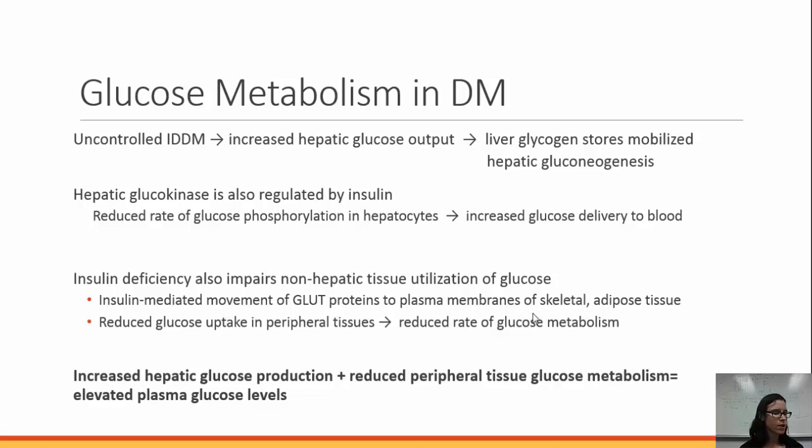Insulin deficiency also impairs non-hepatic tissue utilization of glucose. Insulin impacts the movement of the glucose transporters to plasma membranes of skeletal and adipose tissue, so those tissues are less able to transport glucose through their plasma membranes. This results in reduced glucose uptake in the peripheral tissues, and therefore reduced glucose metabolism. So not only are we not able to take the glucose out of the bloodstream, we're also unable to utilize it for energy. When we have this increased output of glucose from the liver and decreased usage of glucose in the peripheral tissues, we have elevated plasma glucose.